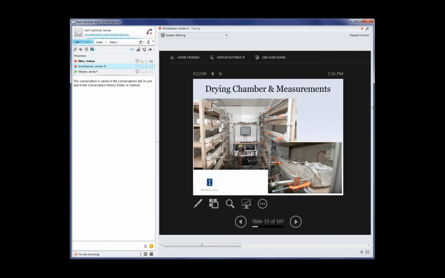So here's a picture of the inside of the chamber. Here we have 12 beams running at once. We have the 3 LVDTs on each beam. They're sitting on a bed of marbles. They're sealed on 5 sides with aluminum foil to force a 1D drying gradient.